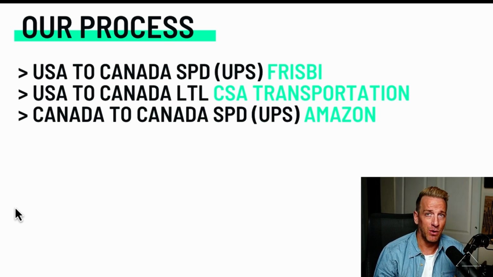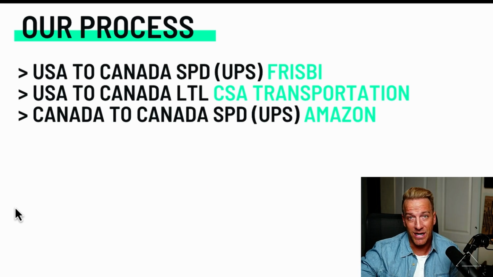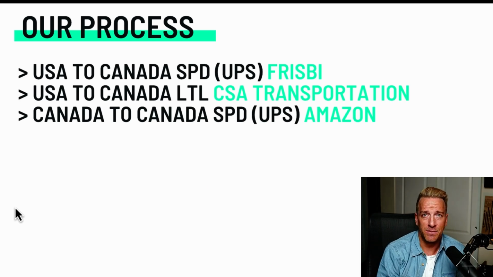Then the other option is that you have product at a Canadian 3PL, and you can ship those in using UPS partner carriers in Canada, which is the same as booking a UPS shipment from your Seller Central account. So if you've got inventory in Canada, you can also do SPD UPS using that flow there.